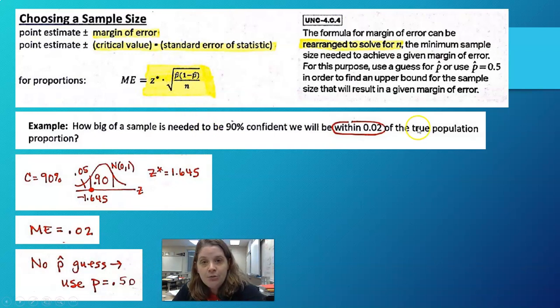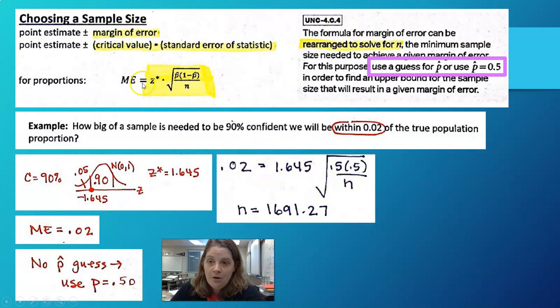So any time that you don't have a p hat value or a guess for p, you're going to approximate it at 50%. Okay, so we're just going to use 50%. That's called a very conservative estimate. A very conservative estimate is to use 50% in that spot. So you're just going to use that as the guess as it goes in there.